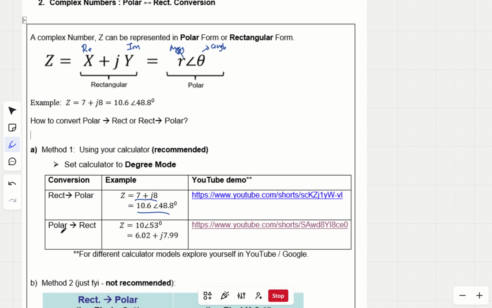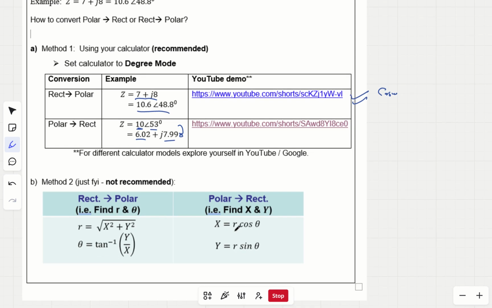Similarly, if you want to convert polar to rectangular, this is the polar form. If you want to find this format, also you can just do a few clicks in your calculator and you will get this. The link I've given is for a specific calculator, I think Casio, some model. If you are using a different model, just search in YouTube or Google, or we can discuss in the class. So this is the way to do it.